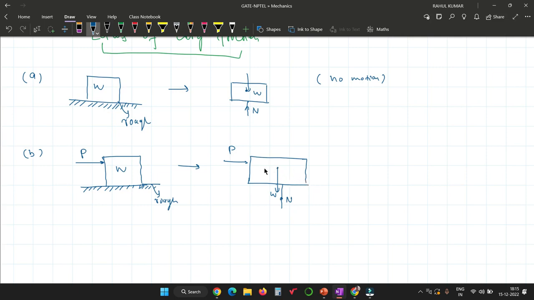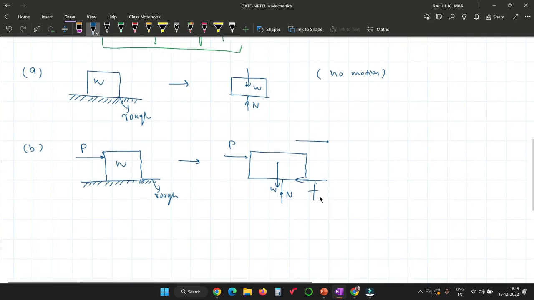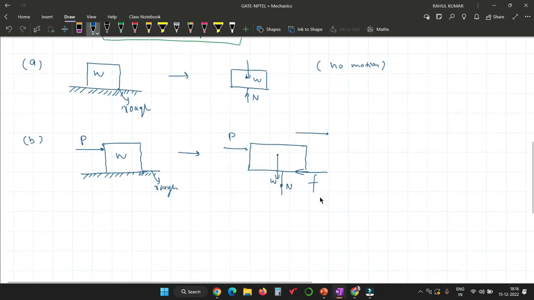So the block may move in this direction, but here the surface is rough. So what will this rough surface do? It will exert a force in the opposite direction, which is called friction force. Here we are introducing friction force for the first time. Now the question arises: will the block move or not?